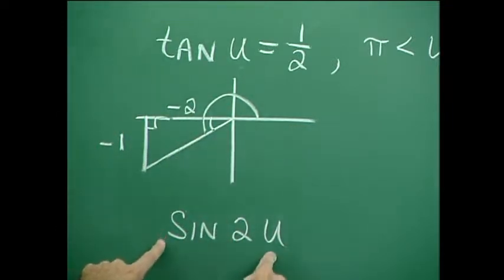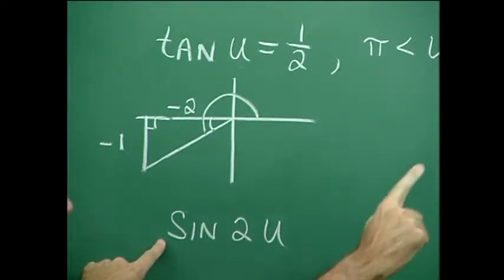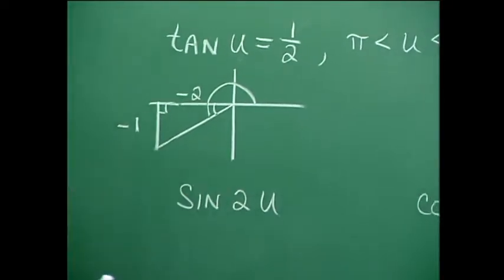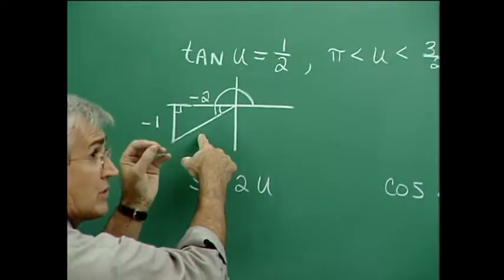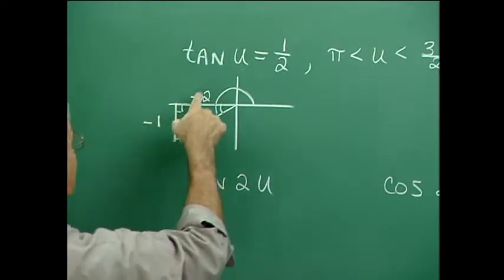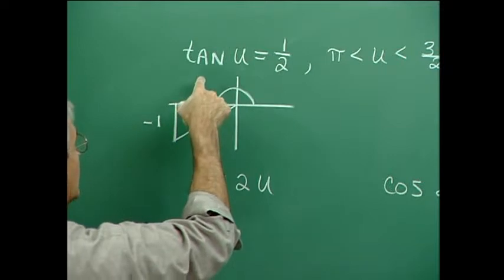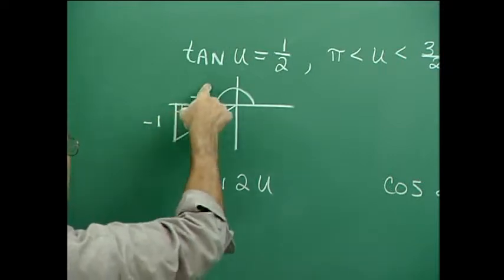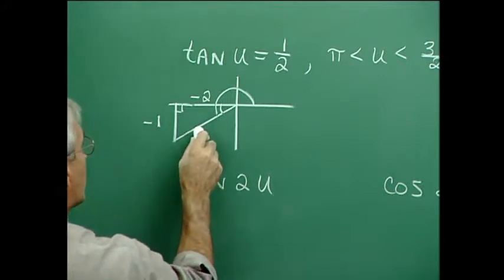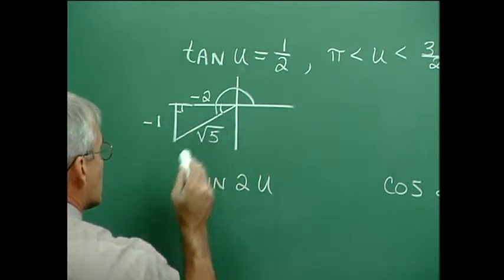Now, let's calculate from this information sine 2u, cosine 2u, and tangent 2u. Well, we're going to use our formulas for each of these, but it's going to be handy for us to find the value of this hypotenuse. Now, c squared is a squared plus b squared. So we're talking about negative 2 squared and negative 1 squared. That's 4, that's 1. So 5, c squared is 5, c then is the square root of 5. So square root of 5 for this.